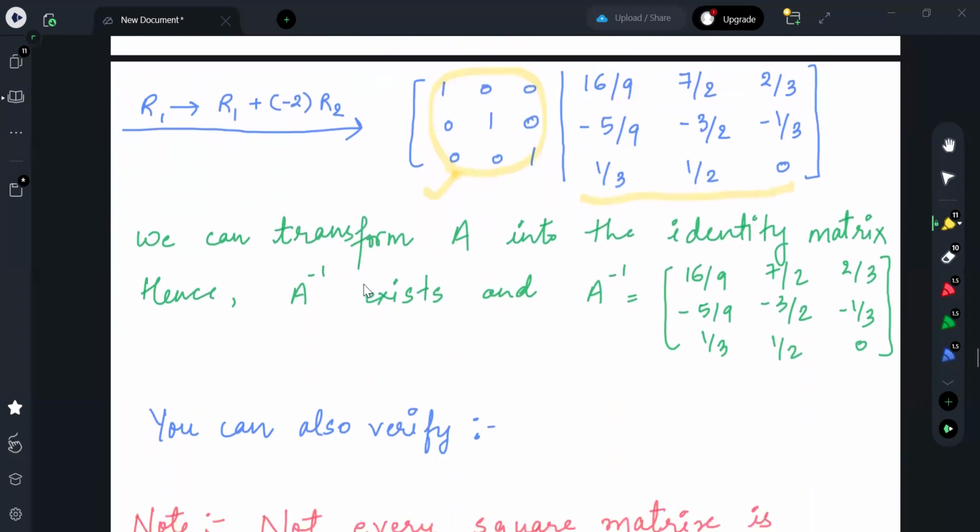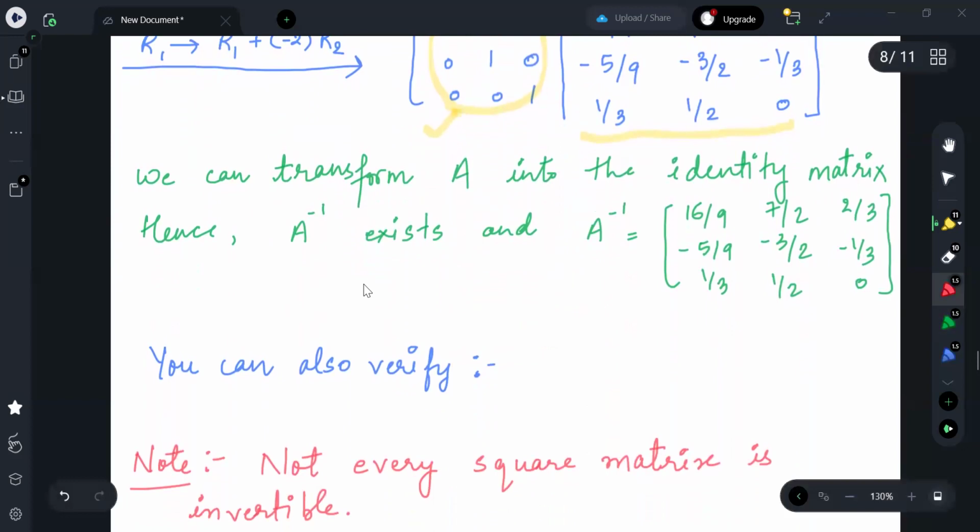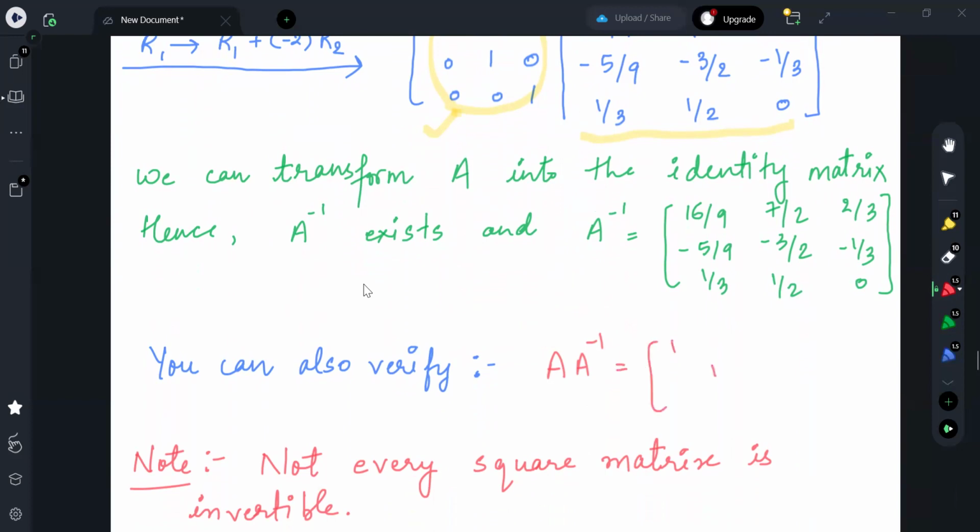You can also verify, and how do I verify that this is the correct inverse? You all know how to multiply 2 matrices. Multiply A with A inverse and see if you got identity back. You may not always be asked to verify your answers in exam. It's good practice, especially if you don't have calculators. You cannot verify your answers easily, right?